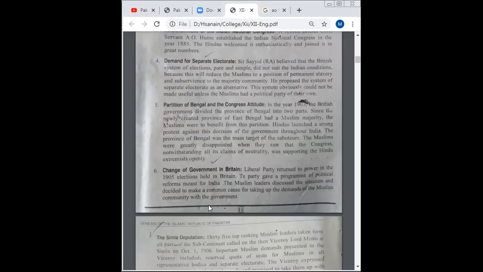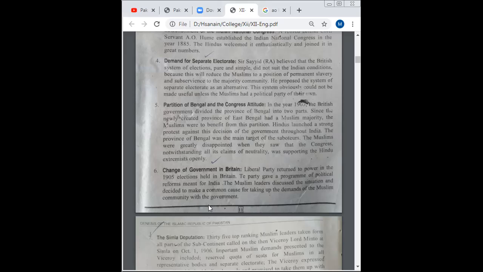Because of the administrative issues, the British government decided to divide Bengal in two parts, the east and the west. This partition favored the Muslims, and that was not a planned partition. It was the way Bengal was divided.